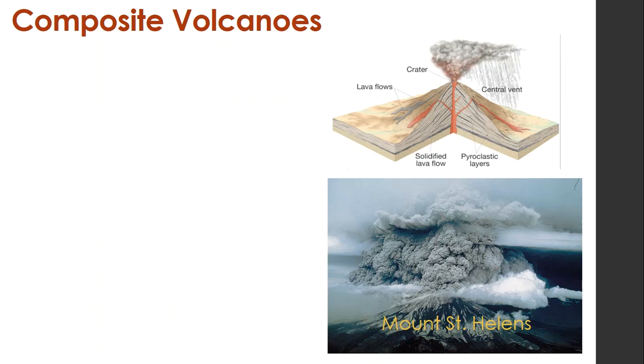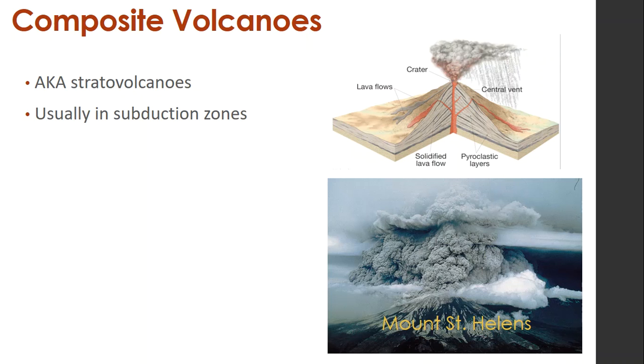A few types of volcanoes. So the first one is composite volcanoes, also known as stratovolcanoes. They are usually in subduction zones. Mount St. Helens, which erupted when I was a kid, is a composite volcano. And what's happening there is you get a lot of compressed gas and water underneath the surface, and they have very explosive eruptions. So it's not this kind of slow eruption where lava is just flowing out. You get this big explosion of gas and water and debris that happens all at once.